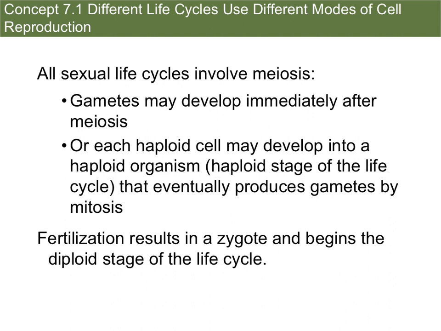All sexual life cycles involve meiosis. Depending on the organism's life cycle, one of two things can happen. Either one, the gametes are developed immediately after meiosis, or each haploid cell may develop into a haploid organism where there is a haploid stage of the life cycle. That will eventually produce gametes through mitosis. Either way, fertilization is going to result in a zygote, and that's going to be what begins the diploid stage of the life cycle.